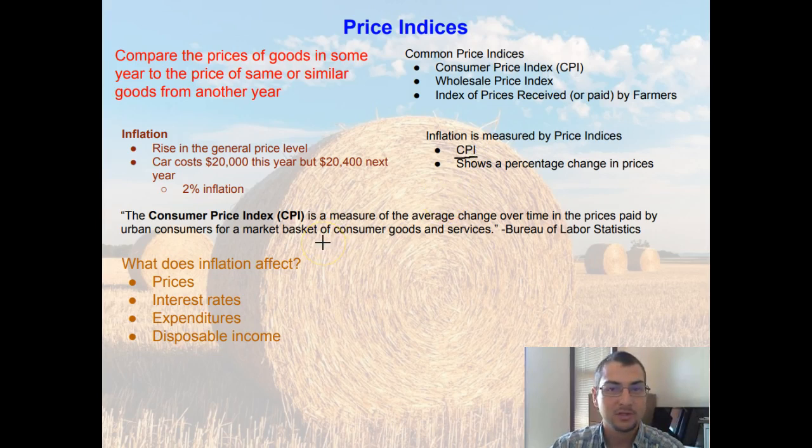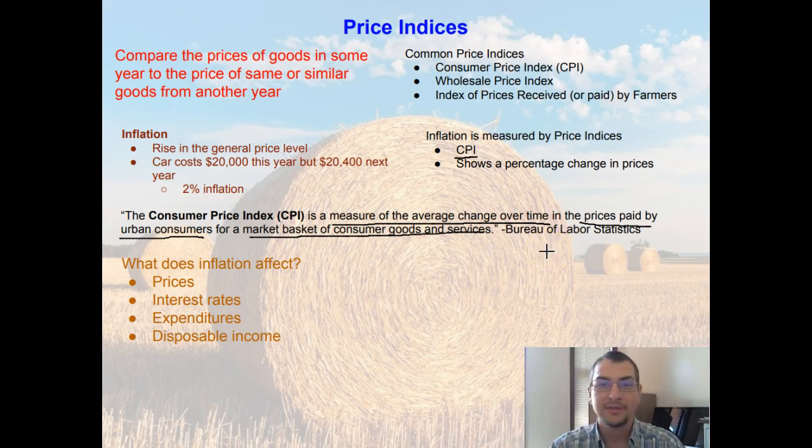Let's dive into what the Consumer Price Index is real quick. The Consumer Price Index is a measure of the average change over time in prices paid by the urban consumer for a market basket of consumer goods and services. Well, if we dive into what that means, what the CPI is, the Bureau of Labor Statistics have taken, say, 500 commonly purchased goods that might be purchased by urban consumers.